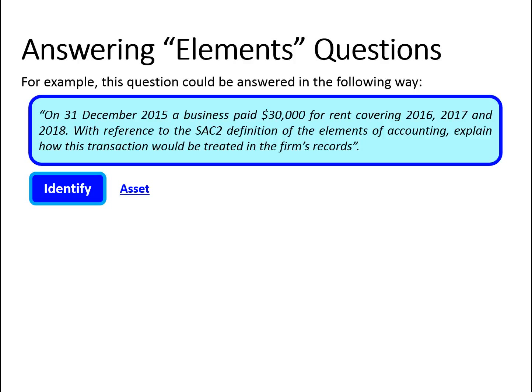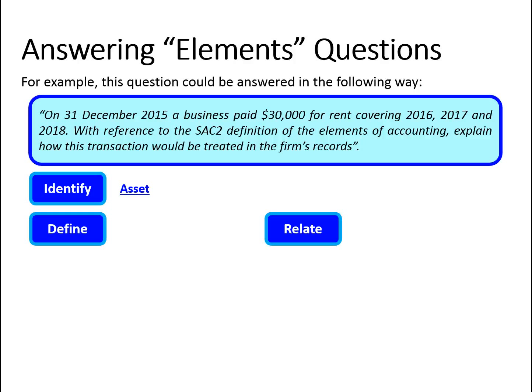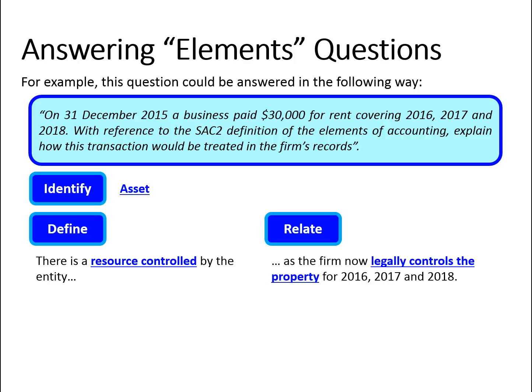We'll now define it, and the slight difference with the theory questions is that we'll now relate at the same time. In this instance, the first criteria of an asset is there must be a resource controlled by the entity. Rather than finishing this sentence, I'm actually going to relate it at the same time. So I will state that as the firm now legally controls the property for 2016, 17 and 18. So together, the define and relate are one sentence.